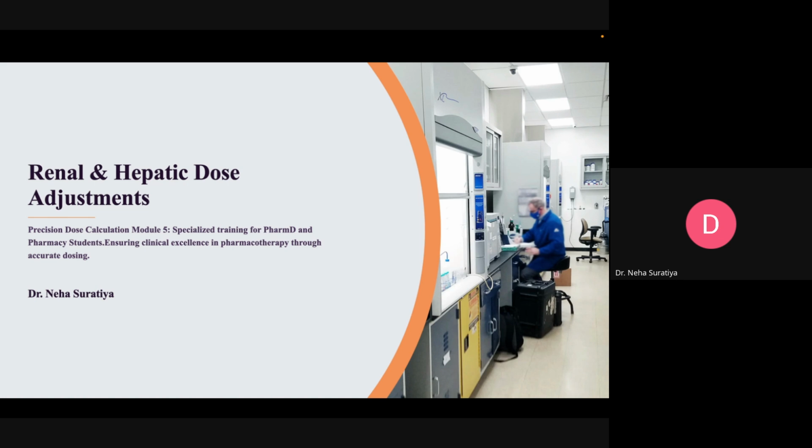Renal and hepatic dose adjustment is not optional knowledge, right? It is mandatory. This is not optional for our pharmacy practice. This topic directly affects your overall patient safety, adverse drug reaction prevention, and the treatment success.